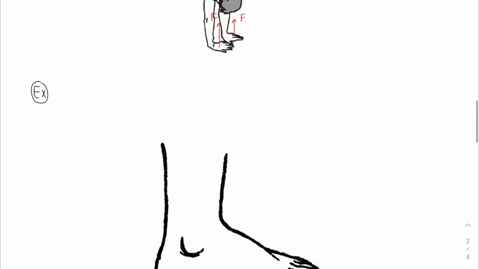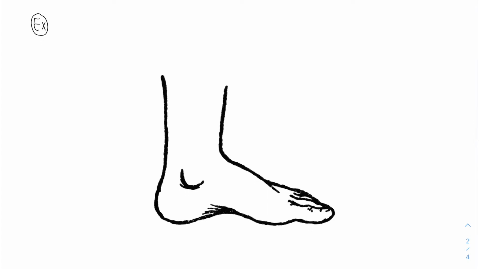Okay, let's do another example. How about a foot? What forces are acting on a foot? Well, again, a person has a weight that pushes it down. But do you think your weight in a foot is evenly distributed? Should I represent it like this?